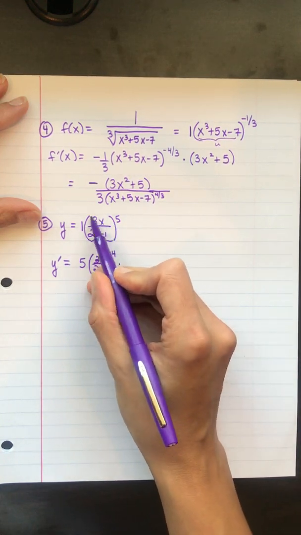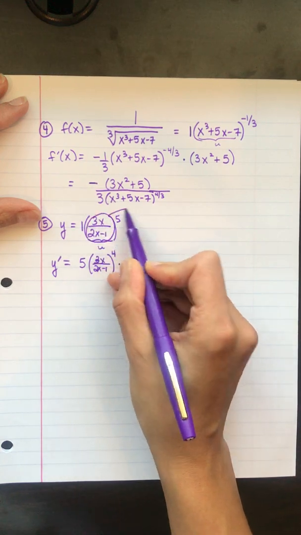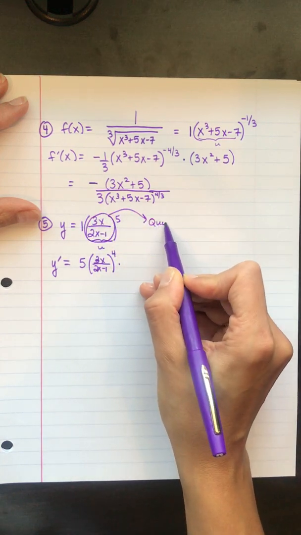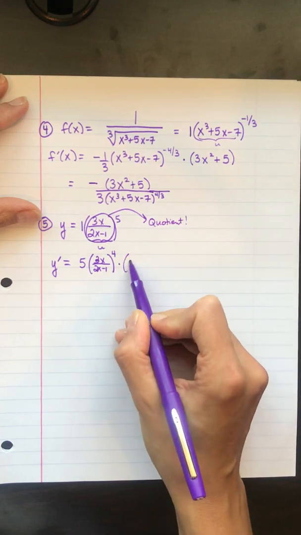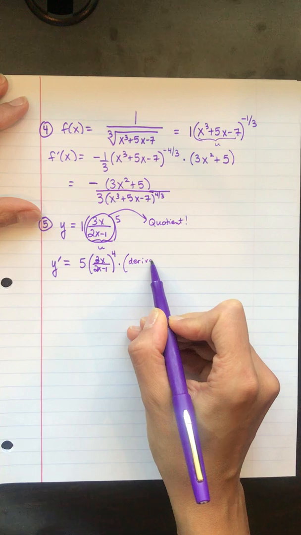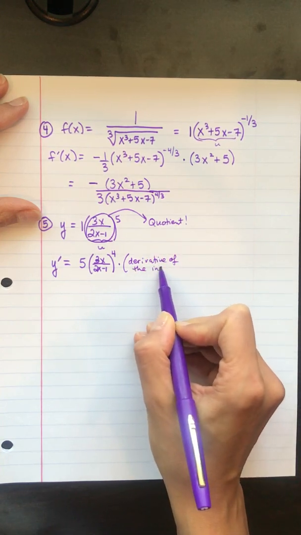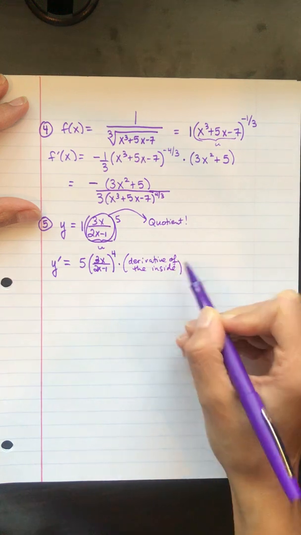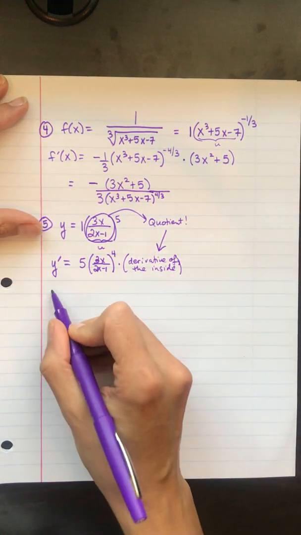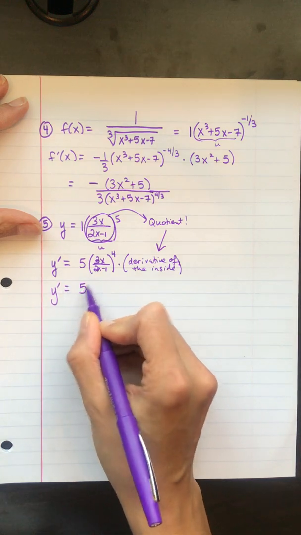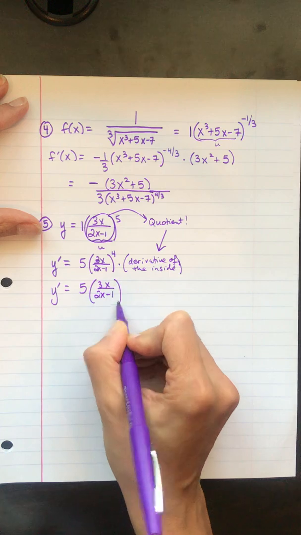The inside happens to be a quotient. So when you do the derivative of the inside argument, it's going to require the quotient rule. So this is what we have. 3x over 2x minus 1 to the 4th.